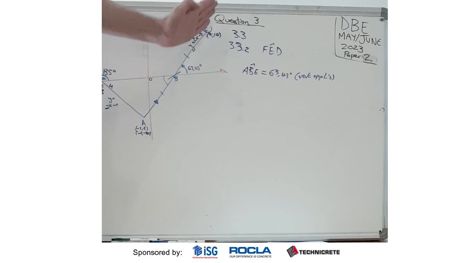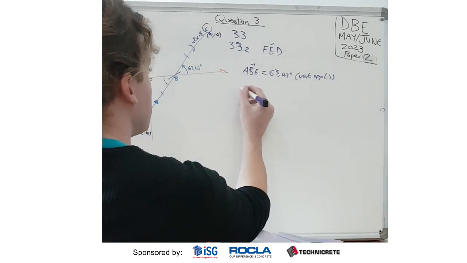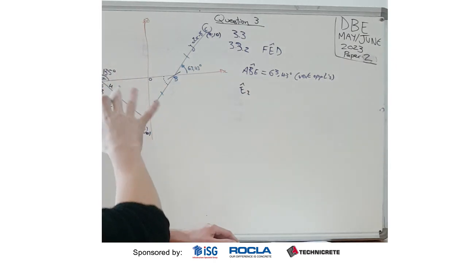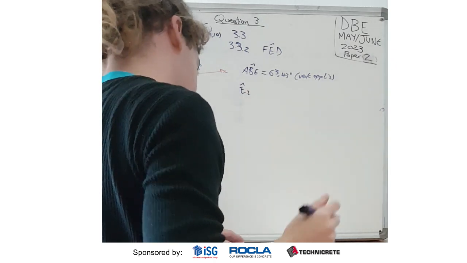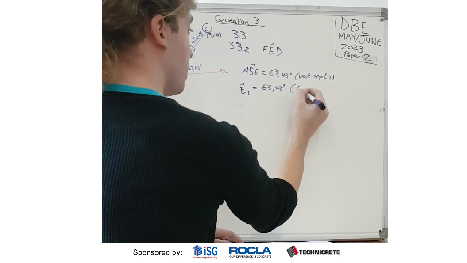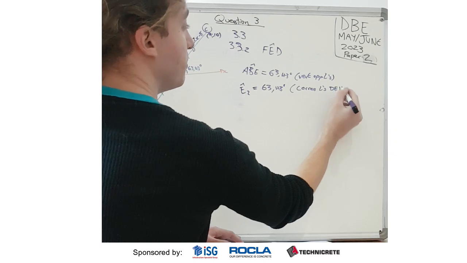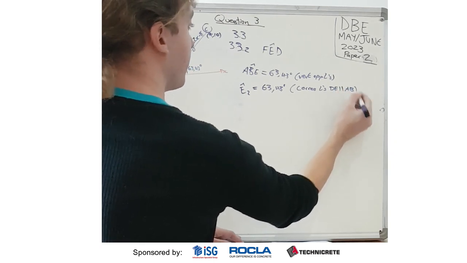Now, another thing we can use here are these parallel lines. There's a few ways we can use it. I think probably the easiest way is to think of our F shapes, our corresponding angles, in order to get that E2. So we can say angle E2. Remember, if we label something on the graph, we're allowed to reference that name, that label that we've given it. We can say it's also 63,43 degrees. Why? Corresponding angles, DE parallel AB. Cool.